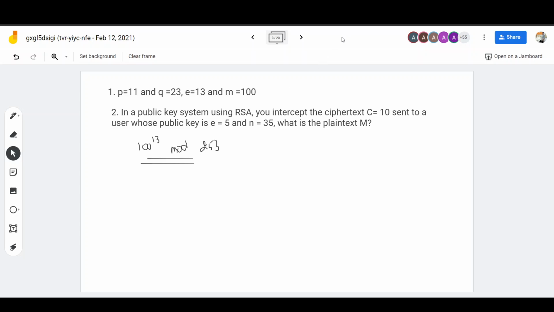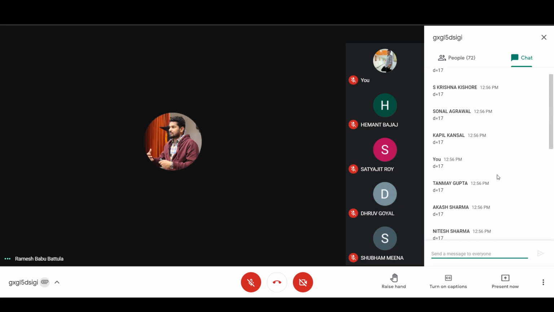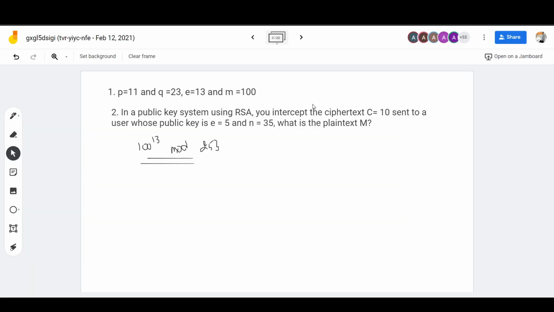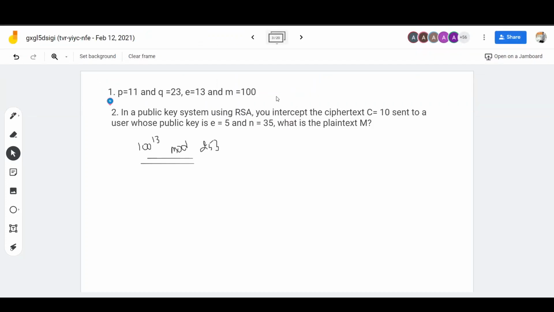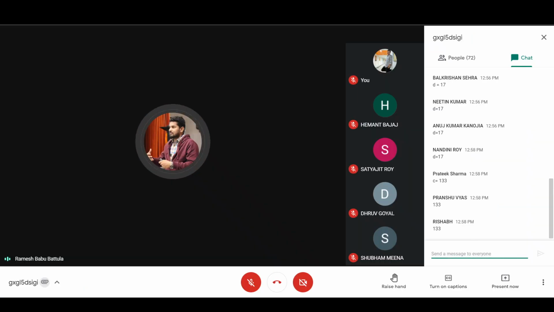So 17 you got, very good, nice. Many of you solved it, very good. Very nice. So next point: what is the final value you got? What is the ciphertext value you got? 133. Very good, Pranshu and Rishabh.